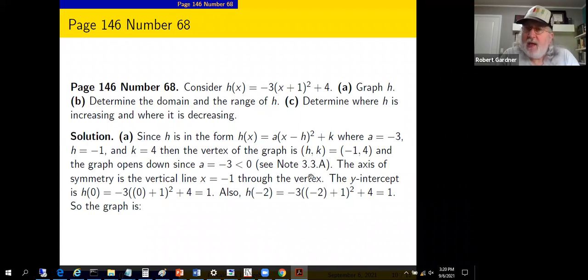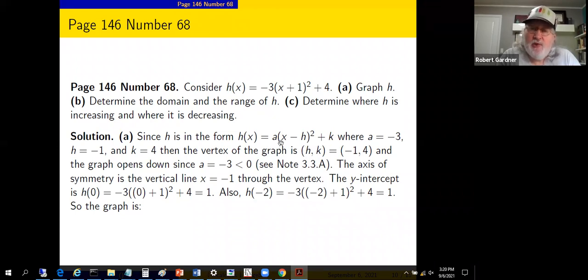Note 3.3.a, I called attention to it, said, if we have a quadratic function in the form a times (x minus h) squared plus k, then the vertex occurs at the point (h, k). We went through and completed the square in that note and produced something of this form. We even had h and k in terms of the a's, b's, and c's. But when we have a quadratic function in this form, then it's easy to pick out the coordinates of the vertex. And we do have a quadratic function in this form.